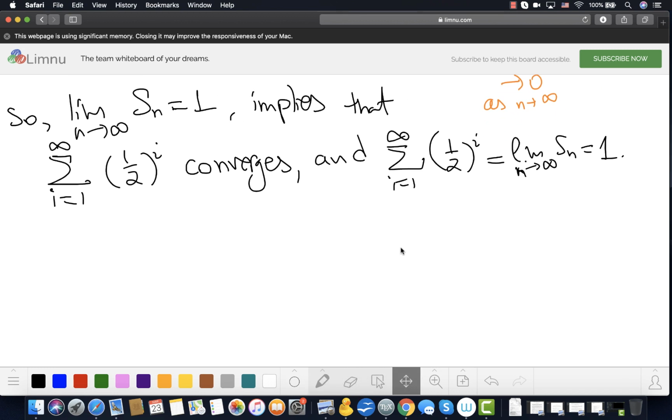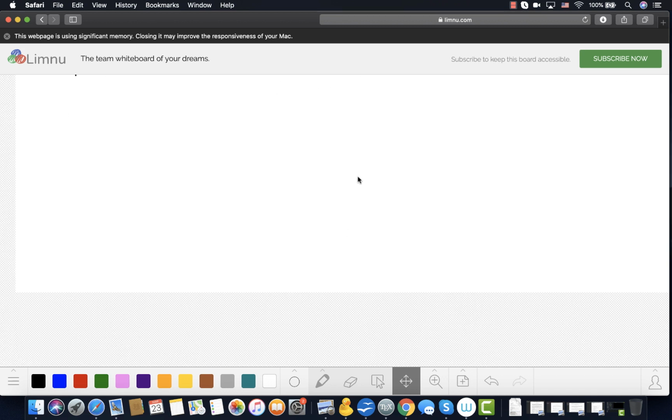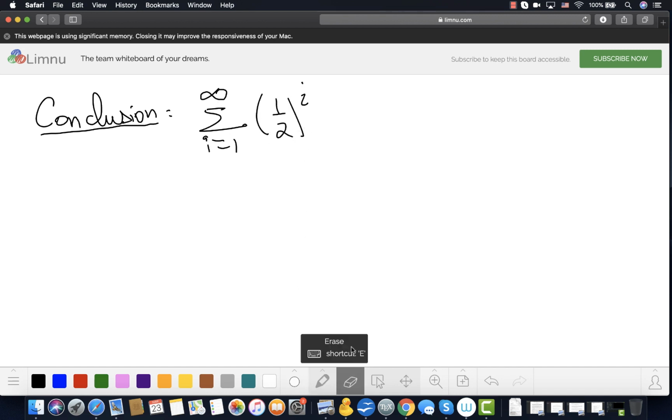Okay, so we determined the value of this particular infinite series. So the conclusion from the above analysis is that the sum from i goes from 1 to infinity of 1/2 to the power of i, sorry, let me just write it a little better, 1/2 to the power of i, this is just 1.